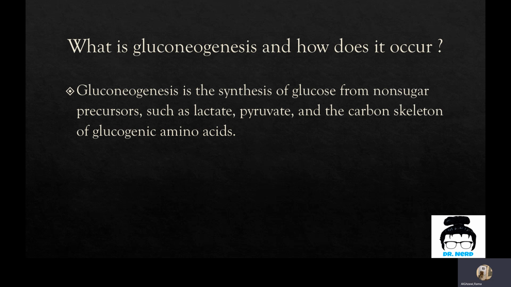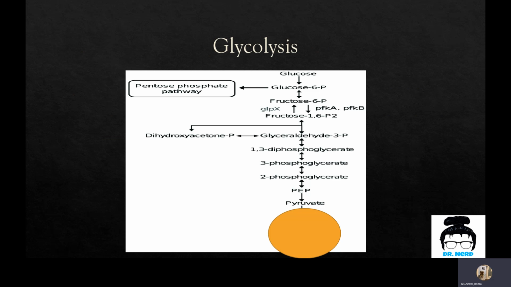Well, what is gluconeogenesis and how does it occur? Gluconeogenesis: gluco means glucose, neo means new, and genesis is the making. So gluconeogenesis is the making of new blood sugar. And it's basically predominant in fasting states. So it's the synthesis of glucose from non-sugar precursors like lactate, pyruvate, and glucogenic amino acids. How does it occur? We're coming to that.